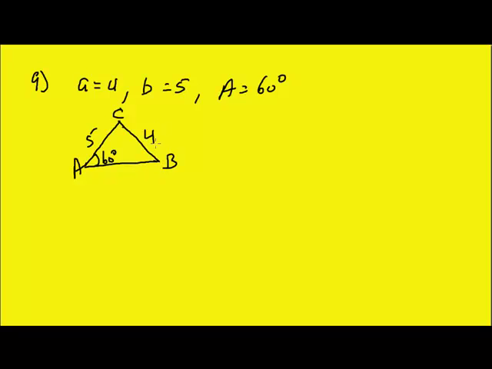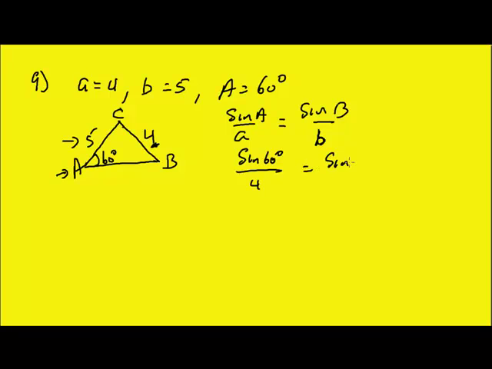Now, since we know this side and this angle A right there, I can just use my law of sines. So sine of angle A is to side A, and since I know side B, I use sine of angle B is to side B, which is 5. Let's plug in everything we have. Sine of 60 degrees is to 4, and that is equal to sine of angle B is to 5. So now I'm solving for angle B.